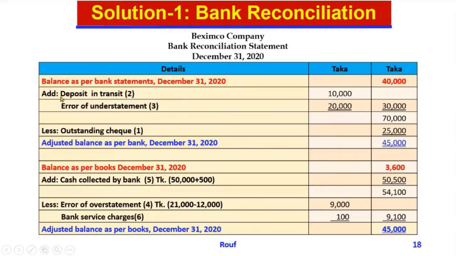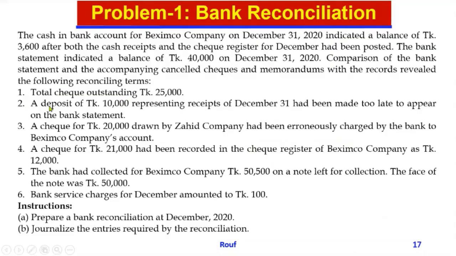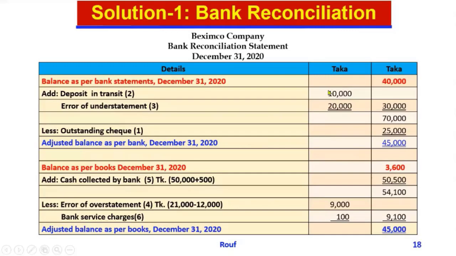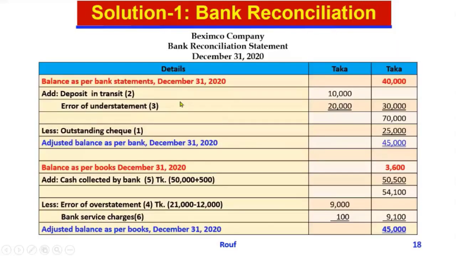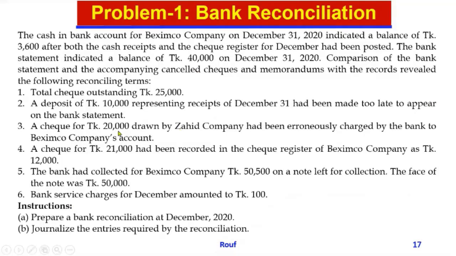And add a deposit in transit. This is the second item, a deposit টাকা 10,000. Deposit in transit 10,000 টাকা. And item number 1, check outstanding. This is the less outstanding checks টাকা 25,000. And bankers error 20,000.